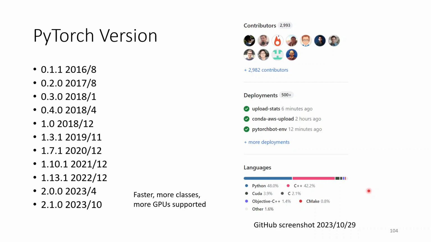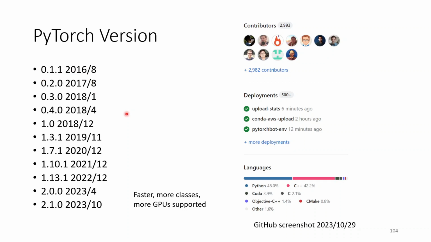So there are many versions of PyTorch. For example, now we are using 2.1. The early version was published several years ago, 0.1.1. So what's the difference among those versions?